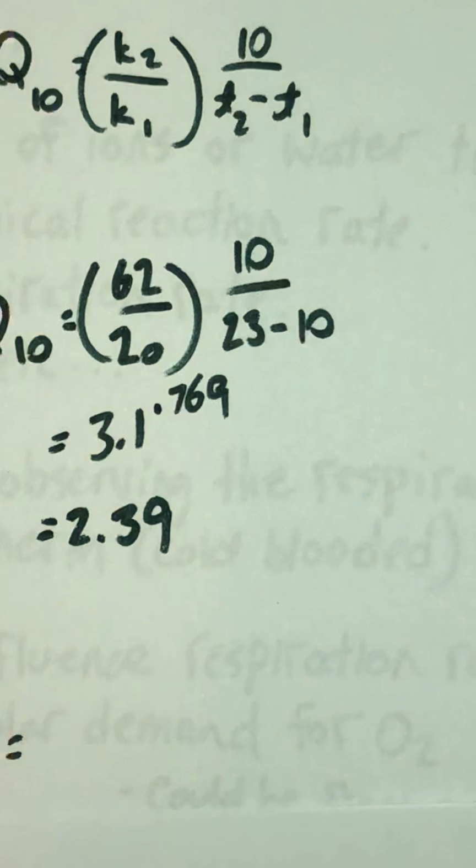2.39. So what that actually means is that for every 10-degree rise in temperature, the goldfish's metabolic rate increases by more than double. It's 2.3 times higher than it was at 10 degrees lower of a temperature.